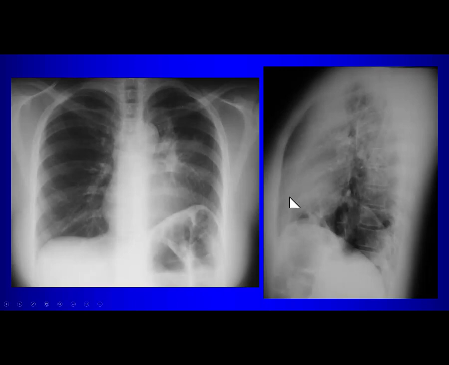So left upper lobe collapse can be very sneaky and very difficult on the frontal view. But on the lateral view, it's the best view to actually confirm it because you can see that the major fissure is displaced anteriorly, and then all of this opacity anterior to that represents the collapsed left upper lobe, okay?